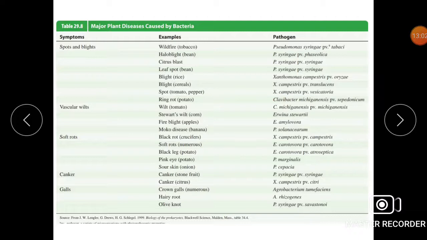Pseudomonas syringae produces wildfire disease in tobacco, and the symptoms are spots and blights in the leaf.